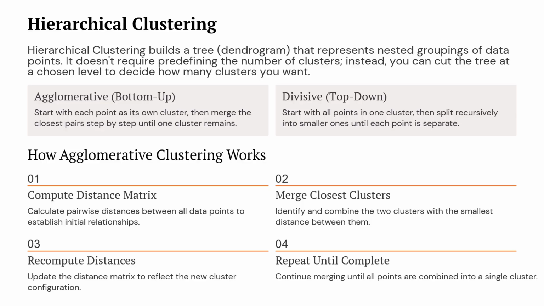Here is how the bottom-up process works. Step 1. Compute all pairwise distances. Step 2. Merge the two clusters that are closest. Step 3. Update distances. Step 4. Repeat until only one cluster remains. And just like that, you can cut the dendrogram at any level to reveal the number of clusters you want.